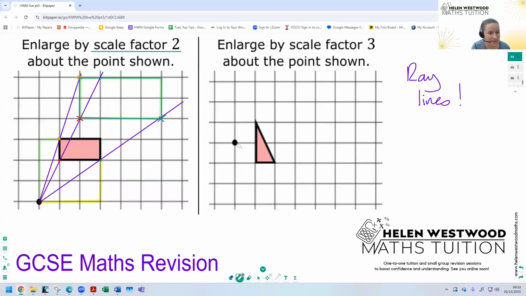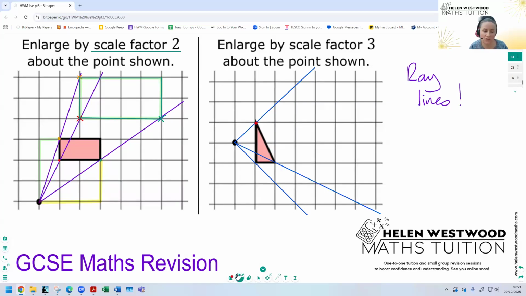Let's also go through this next one. So we've got a triangle here that we're enlarging by a scale factor of 3. So we should be thinking straight away that we're expecting a triangle that's going to be 3 times as big. And then we draw our ray lines going through our center of enlargement and through the corners of our shape.